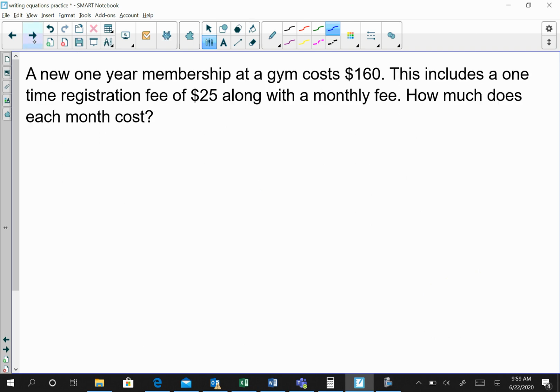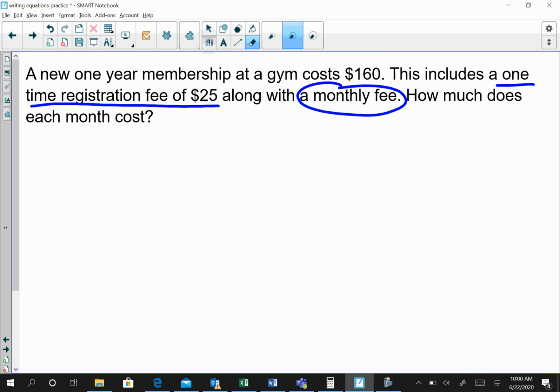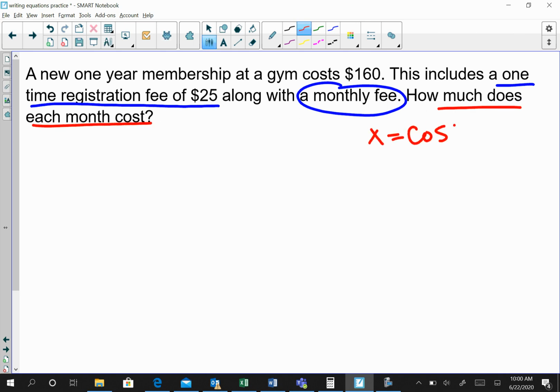Next, a new one-year membership at a gym costs $160. This includes a one-time registration fee of $25, along with a monthly fee. How much does each month cost? So that is my question. How much does each month cost? That means that is my X, cost of month.